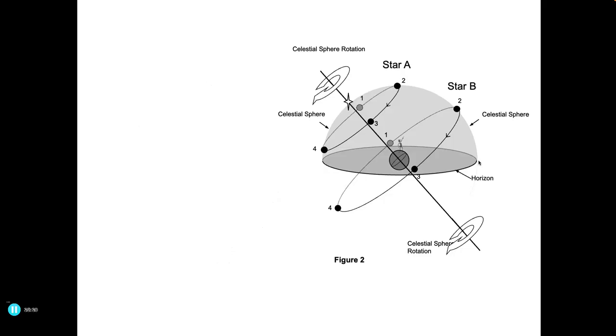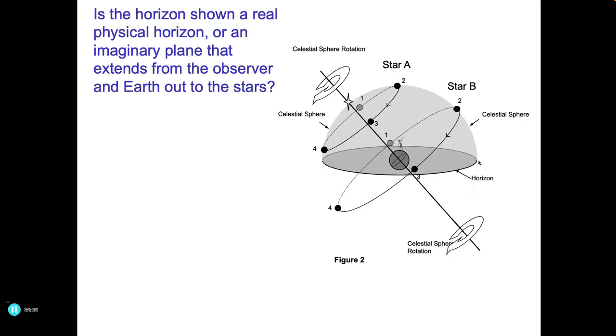Okay? Let's look at some questions here. Real quick. All right. What do you think? Is the horizon that you're seeing out here a real physical boundary that's blocking your view, or is the horizon an imaginary plane that extends from you out to the stars? It's imaginary, right? Because if you try to walk toward the horizon, you can't walk up and touch the horizon like it's a real physical thing, right? The horizon is just an imaginary plane that goes from your feet out to the stars.